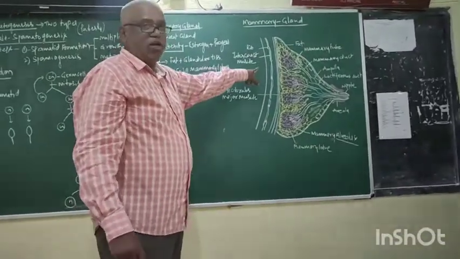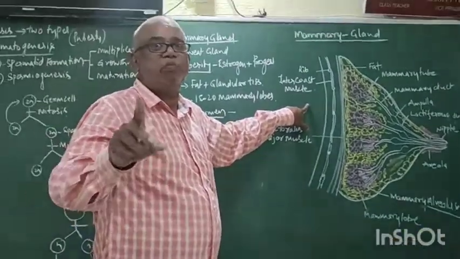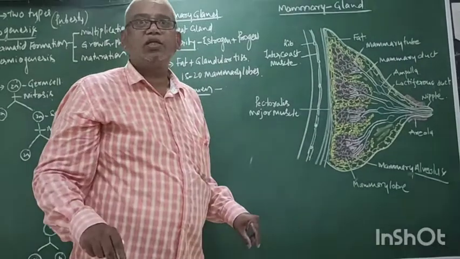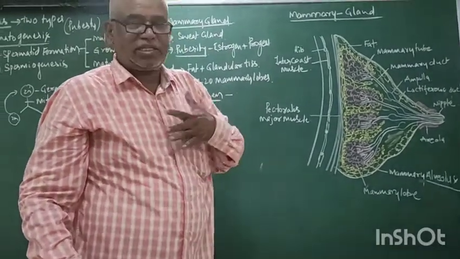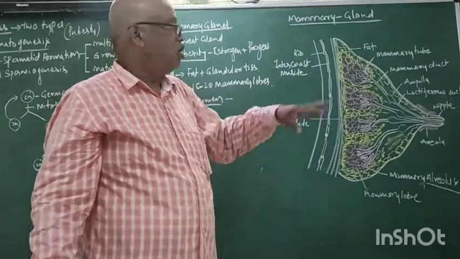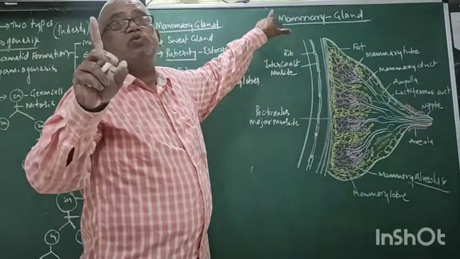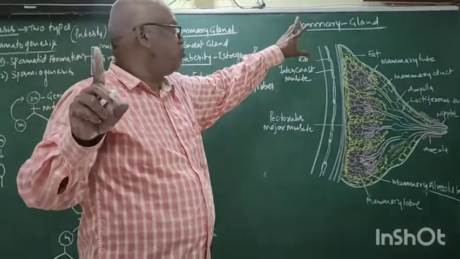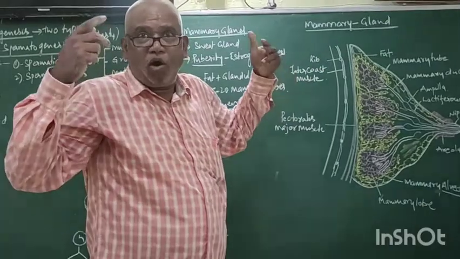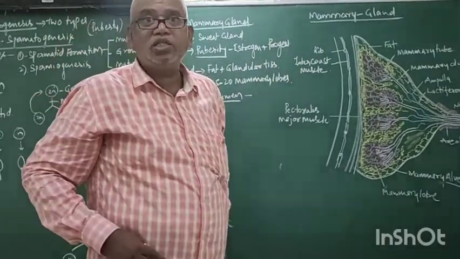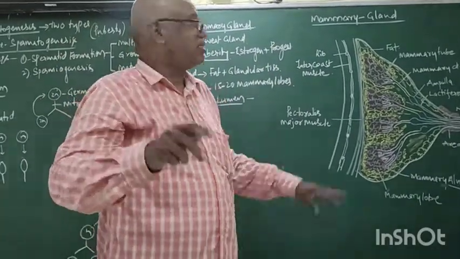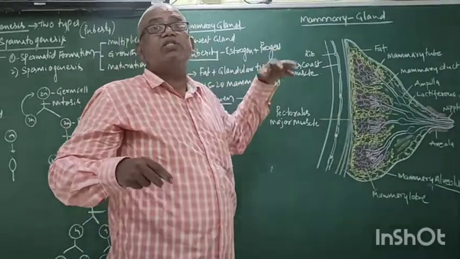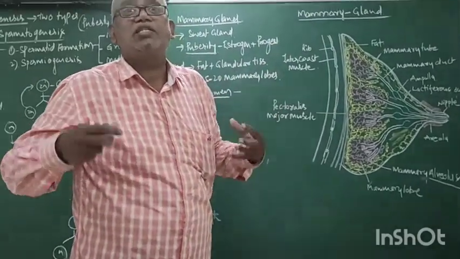A pair of mammary glands is present at the ventral of the thoracic region. Even though it is part of the reproductive system, except for the mammary gland, all the remaining reproductive organs are present in the pelvic region. The mammary gland is present in the ventral of the thoracic region.